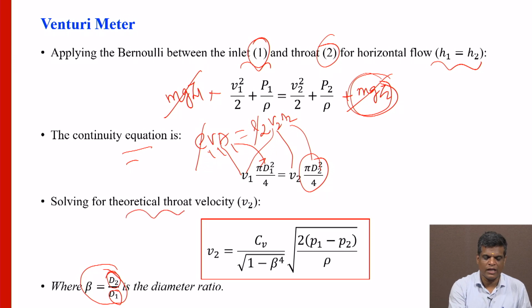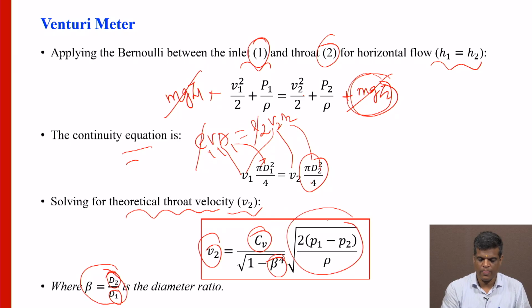To find the theoretical throat velocity, V2 equals Cv times, after solving and substituting, the modified beta term, where Cv is the Venturi coefficient. We can even bring it inside the root, since it is inside the square root.